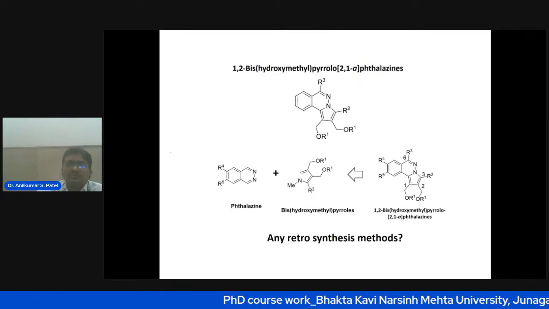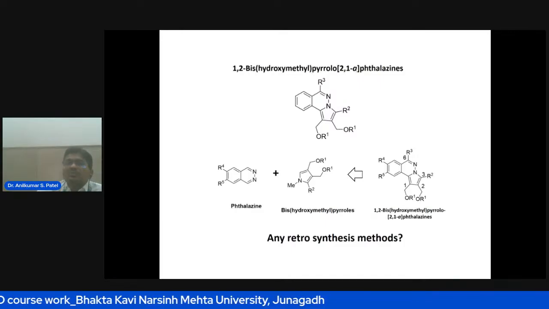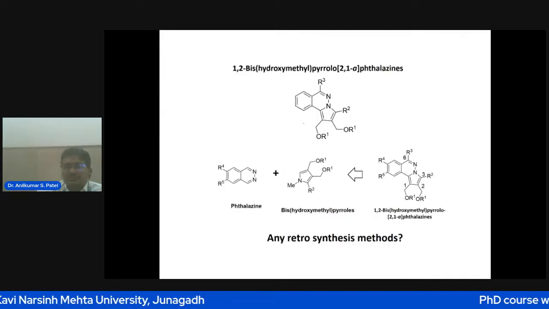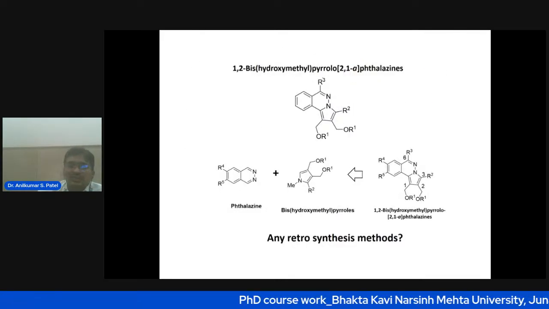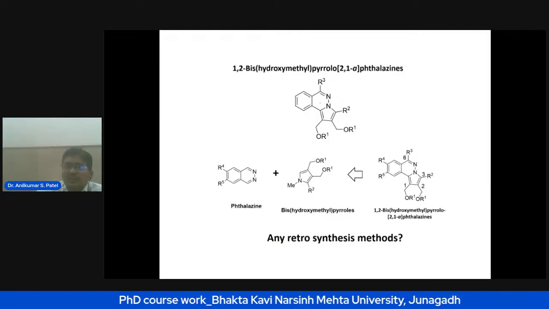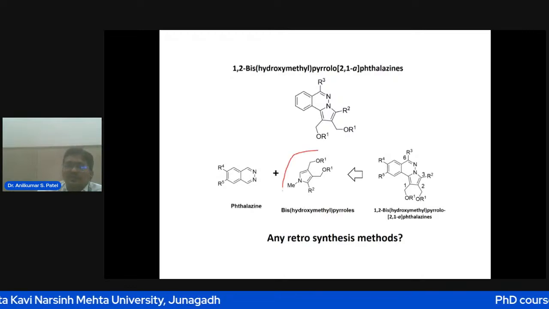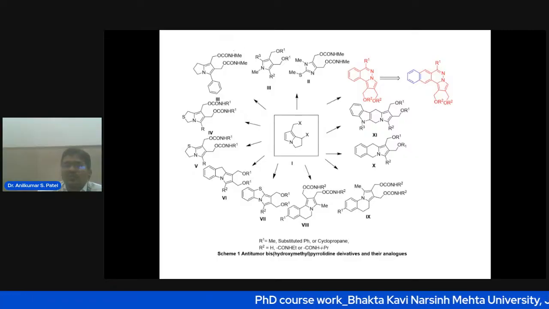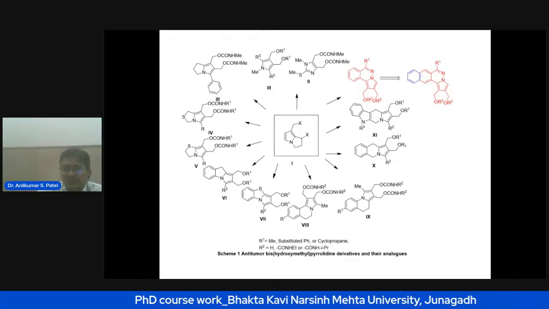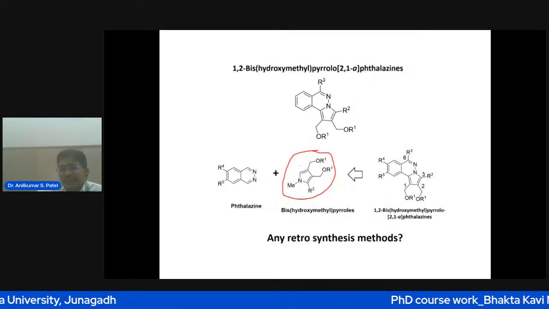First is the bis-hydroxymethylpyrrolophthalazines. We see here that it contains two types of pharmacophore, phthalazine as well as bis-hydroxypyrrole. This bis-hydroxypyrrole we have taken as a lead molecule from these several references. These several references reported that due to the presence of these bis-hydroxypyrroles, it produces anti-cancer activity.